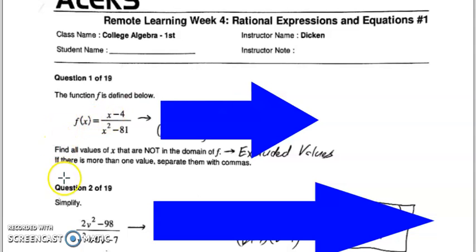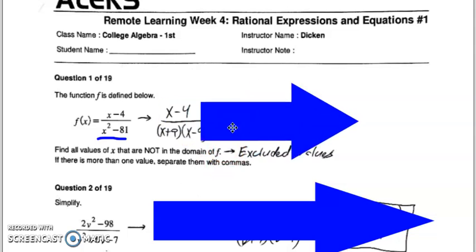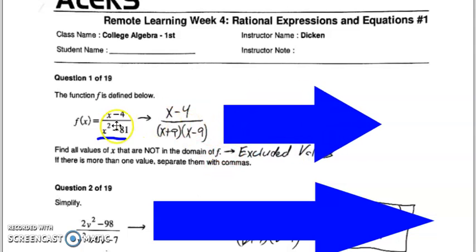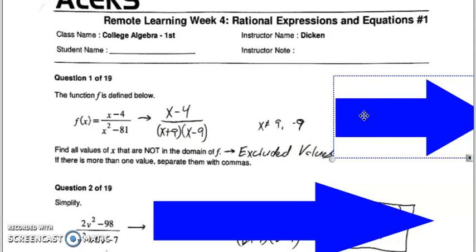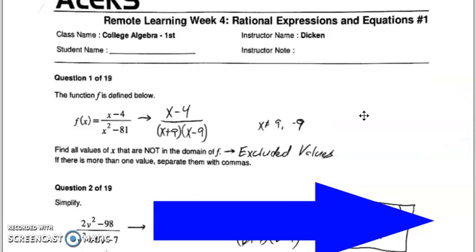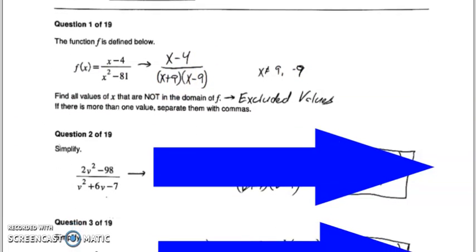So first, let's go ahead and find our excluded values. So these are values that are not in the domain. Those are just excluded values. We look in the bottom of our expression to find those. So first and foremost, I factored out the bottom. Difference of squares gives me conjugate pairs. Once I have those, I know that I cannot use 9 or negative 9 because then I'd get a 0 in the bottom and I can't have a 0 in my denominator.